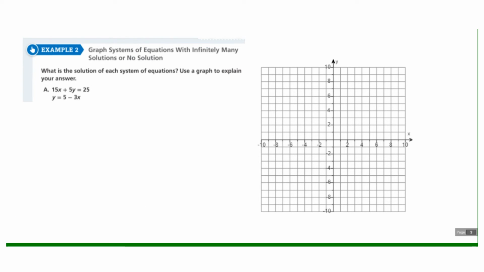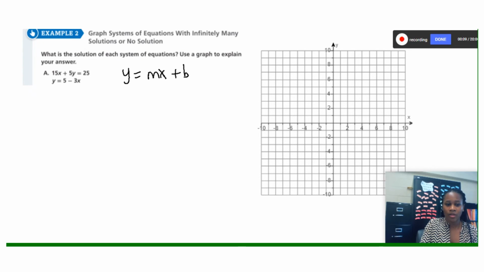All right, so we're going to graph this one. The first thing you want to do is make sure your equation is in slope-intercept form. So slope-intercept form is y equals mx plus b. I'm going to write my first equation, which says 15 times x plus 5 times y equals 25.